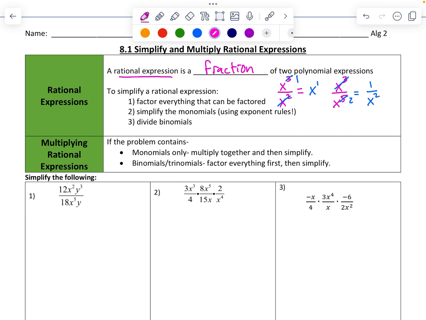And then we've been doing it a lot, but when you multiply things with exponents, so if they have the same base, you would add the exponents when you multiply. So this would turn into x to the fifth.